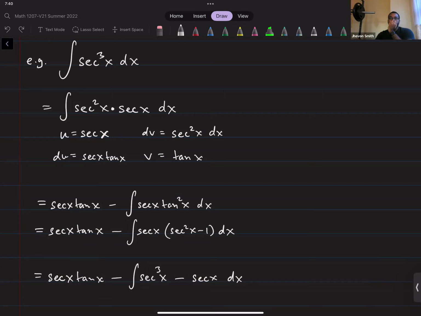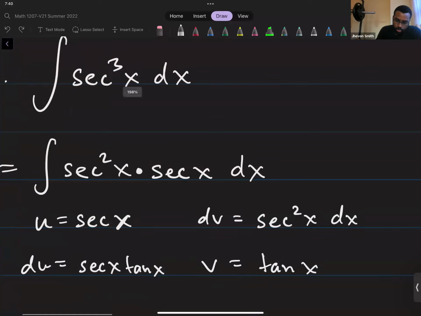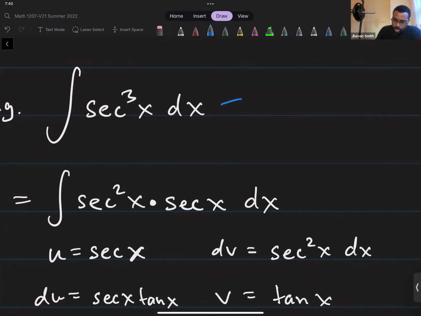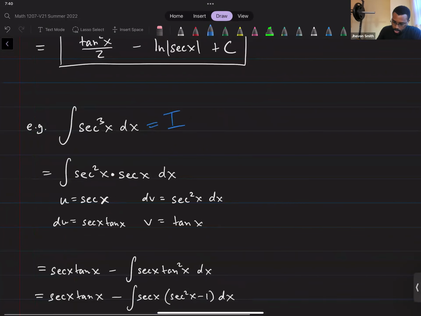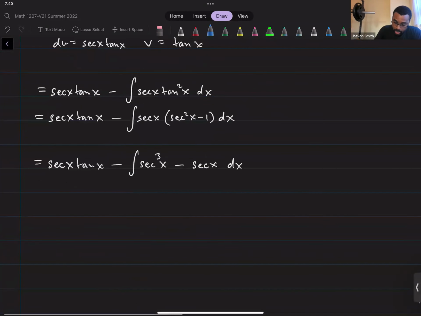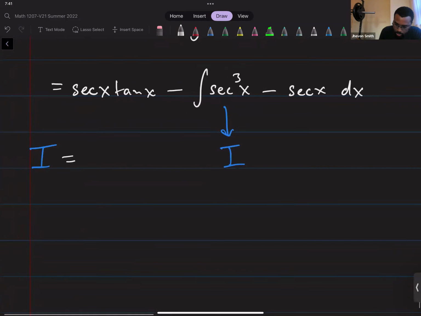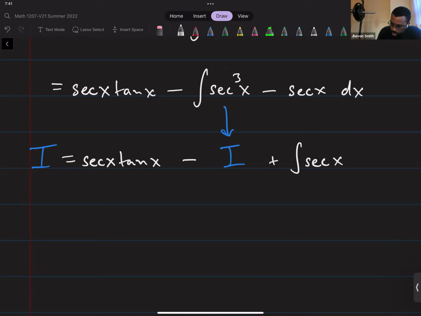Can we do what we did in a previous lesson where we set it equal to I? Okay. So let's call this I, which means that this is also going to be I. So we know that our I was equal to this thing. So our I is equal to secant x tan x minus I plus the integral of secant x dx.